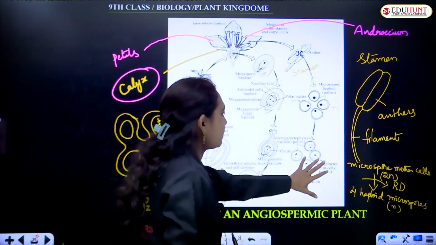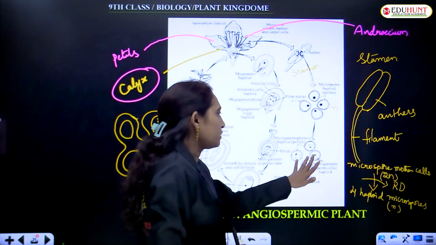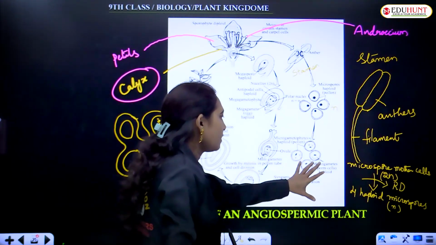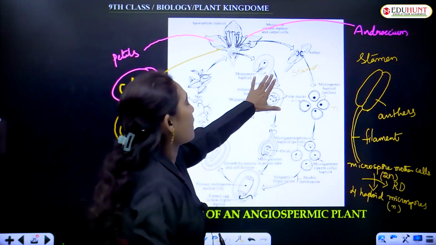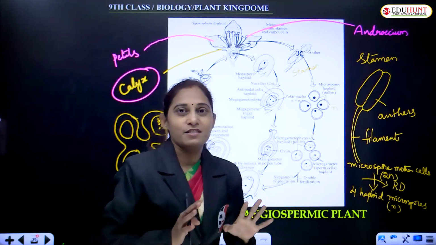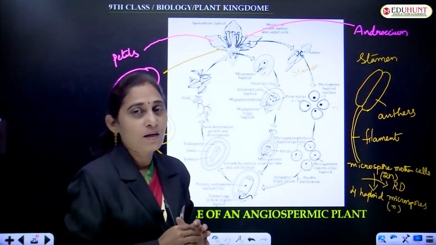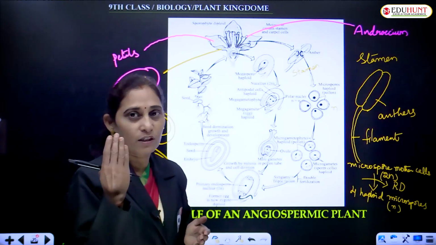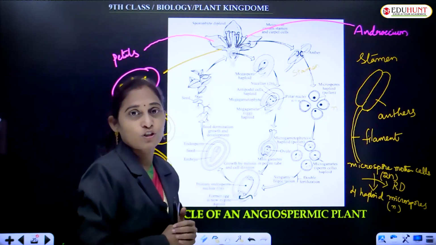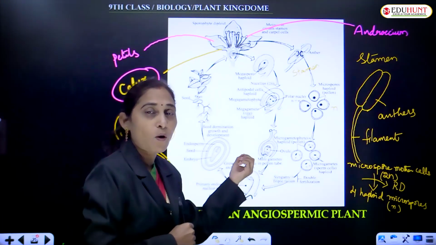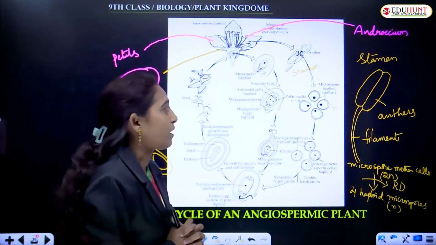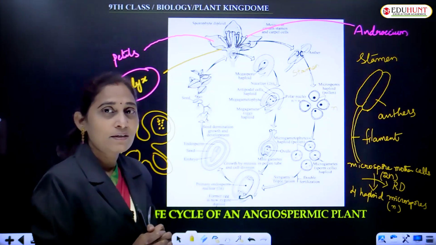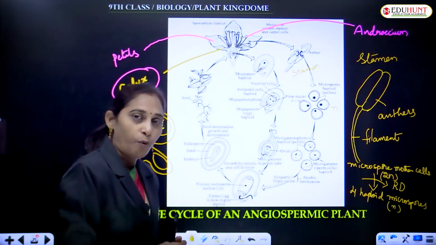Now the pollen grain is said to be the male gametophyte, and at this stage the anther undergoes dehiscence. The wall of the anther breaks up through the pore or the cleft or the aperture formed at the anther. All the pollen grains disperse out from the anther. So this is called anther dehiscence and dispersal of the pollen grains.